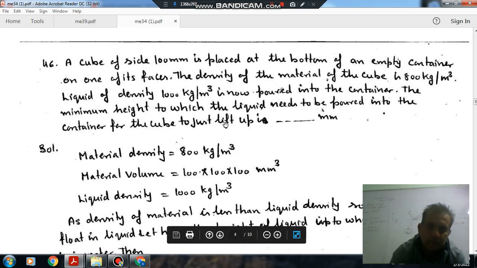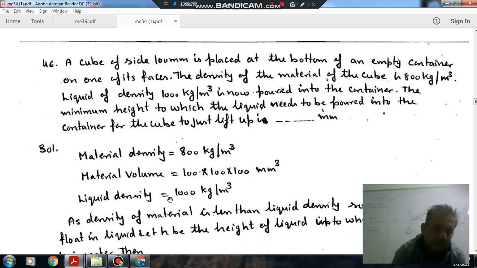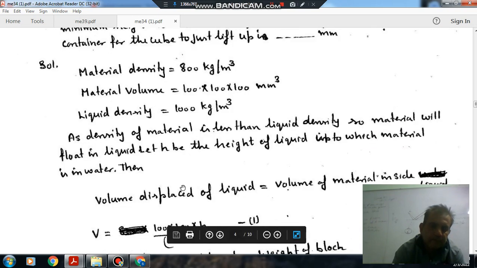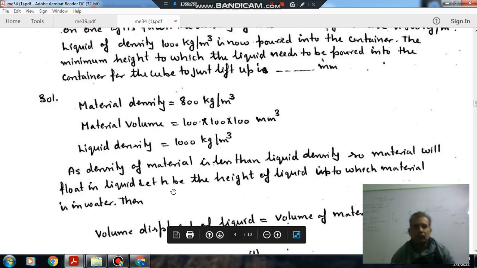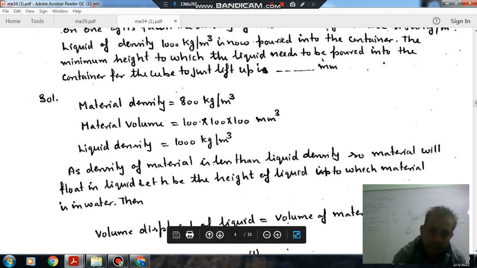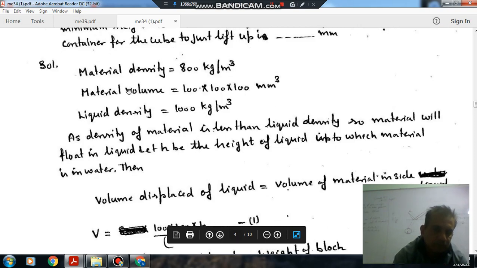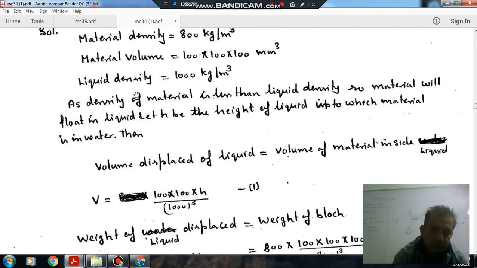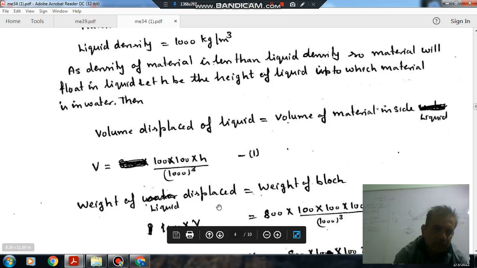Here the material density is 800 kilogram per meter cube, and as it is a cube, its volume is 100 into 100 into 100. Liquid density is 1000. Now two conditions must be satisfied. First, the volume of the liquid displaced should be equal to the volume of the cube inside the liquid. And the weight of the material should be equal to the buoyant force, or the weight of liquid displaced should be equal to the weight of the block.